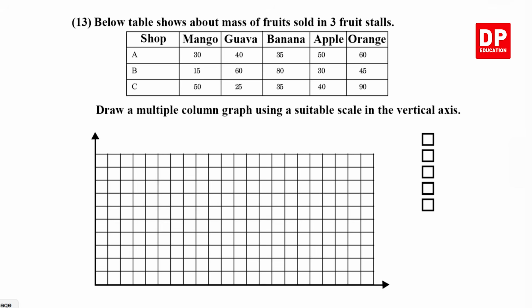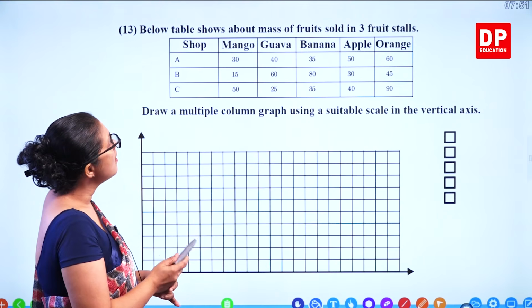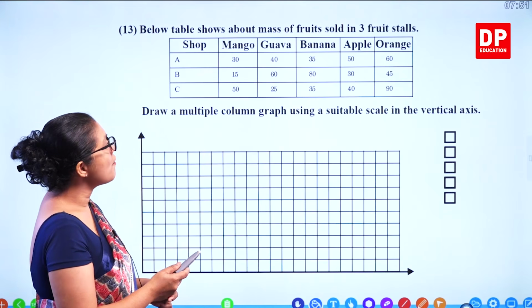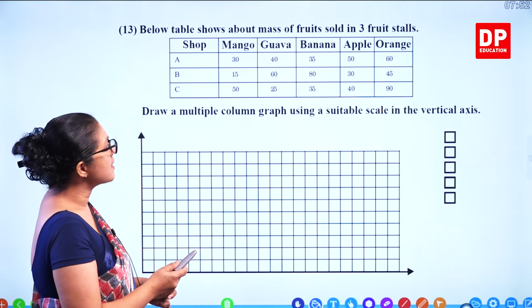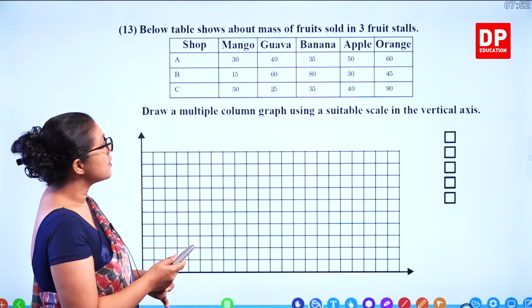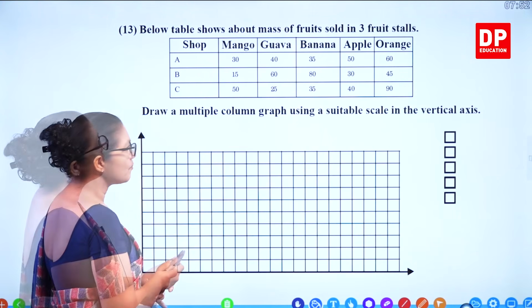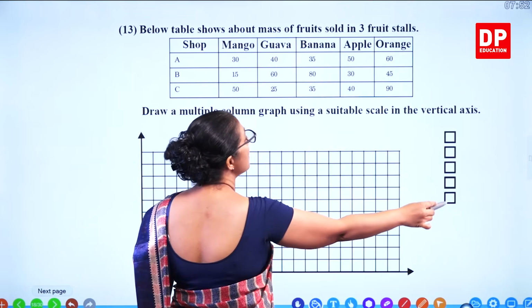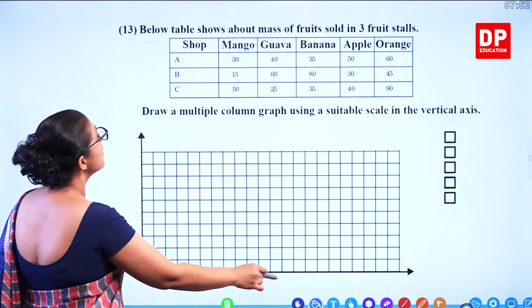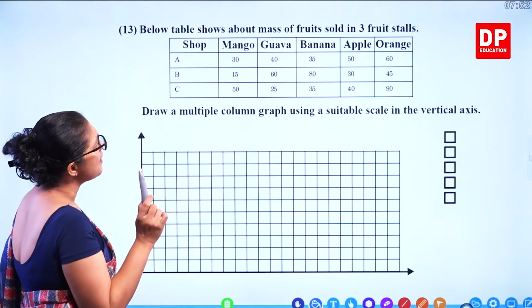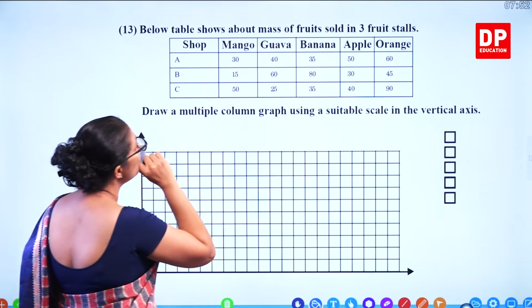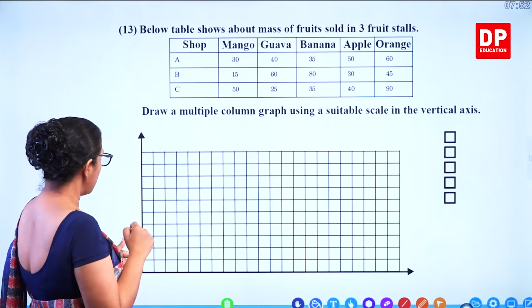Below table shows about mass of fruits sold in 3 fruit stalls. Shop A, B, C and the fruits mango, guava, banana, apple and orange. Draw a multiple column graph using a suitable scale in the vertical axis. So now 3 types, 3 categories are there. So we can take the fruit here and the shop here. So what's the number? What's the highest? 90? 90 is there. And what's the lowest? So we can take 10, 20, we'll see.